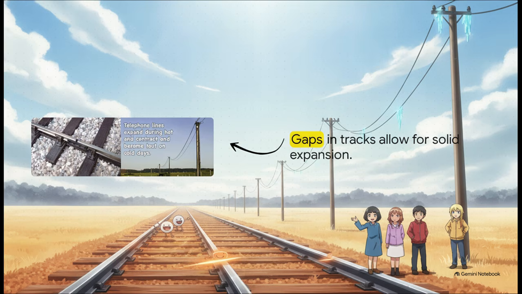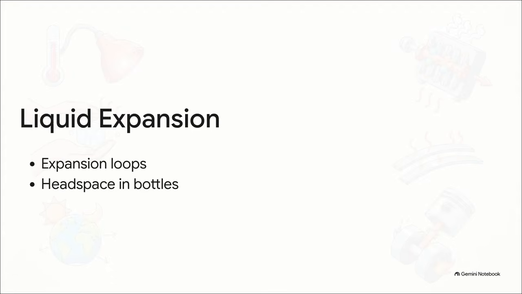Same goes for those overhead power and telephone lines. You ever notice how they hang with a bit of slack? That's on purpose. When winter hits and the metal contracts, that slack ensures they don't just snap under the extreme tension. Liquids expand quite a bit more, which forces industries to get a little creative.